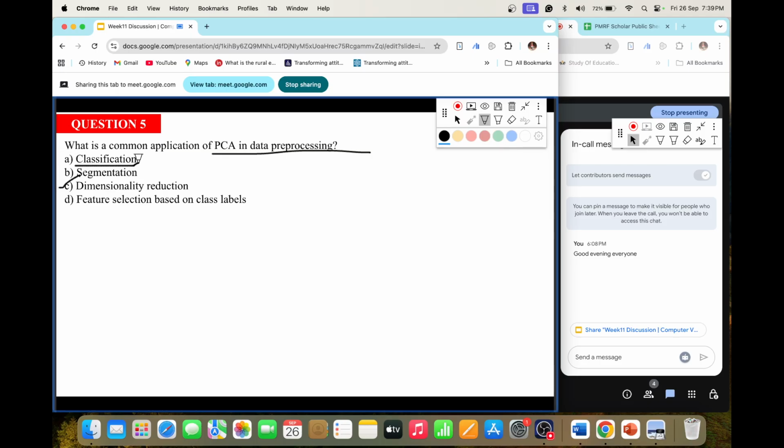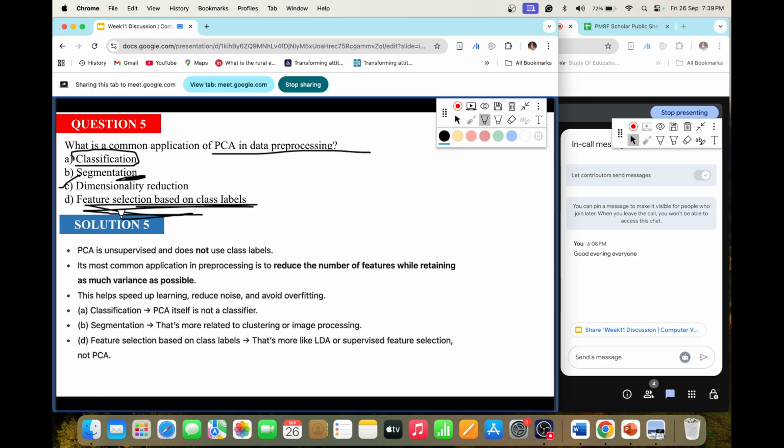Classification, we do not say anything about classification because that is the limitation of PCA. It gives the maximum spread of the data, but it does not say what the separation between the two classes is. So that is why this is false. Segmentation is related more to clustering. Clustering can be unsupervised, and PCA is also unsupervised, but it is more related to clustering. Feature selection based on class labels, again PCA does not do that. For feature selection based on class labels, we go to LDA, not PCA.